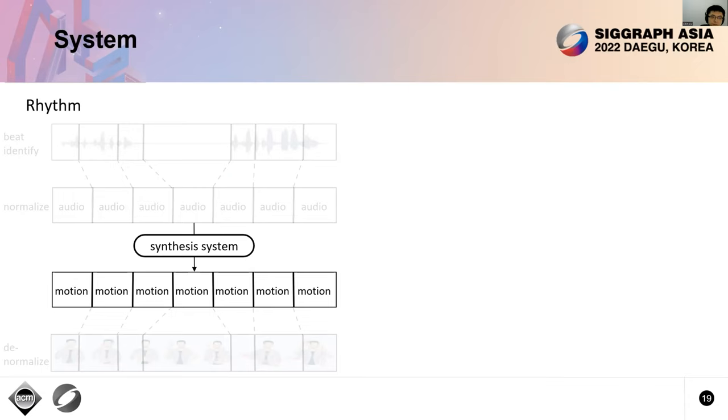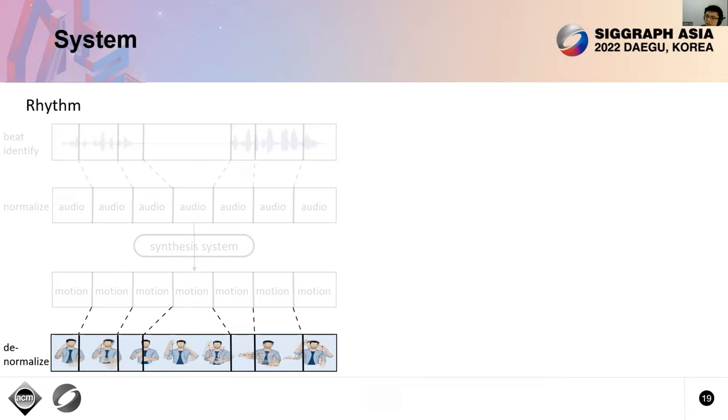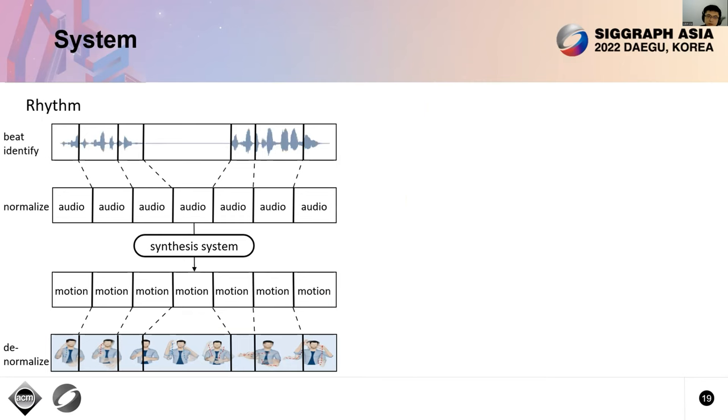And after generating these motion blocks, we can apply a denoise process to make the motion go back to the same rhythm as the audio. Of course, this can introduce some artifacts, so we will apply a Gaussian filter afterwards to make the motion smooth. So this is how we build the connections between the rhythm part of the two modes.